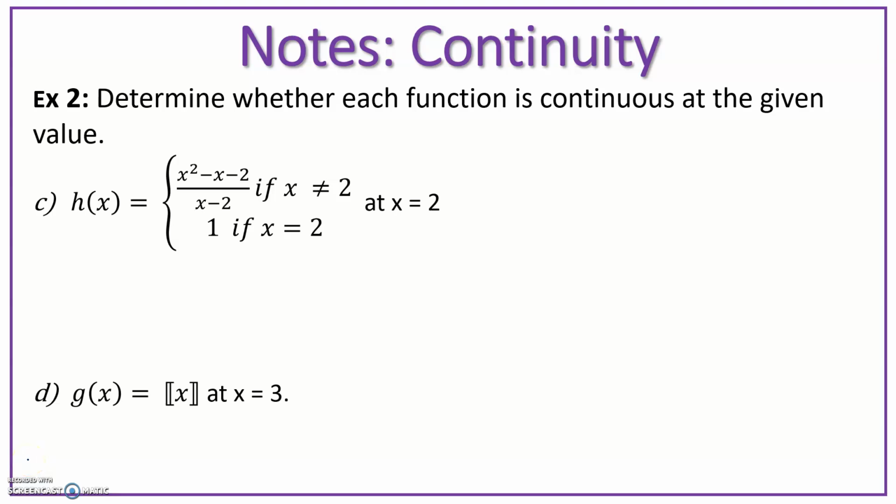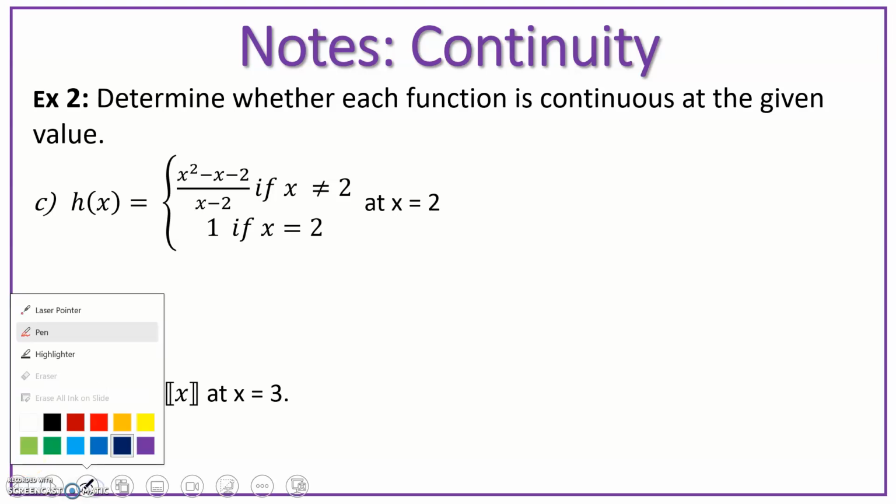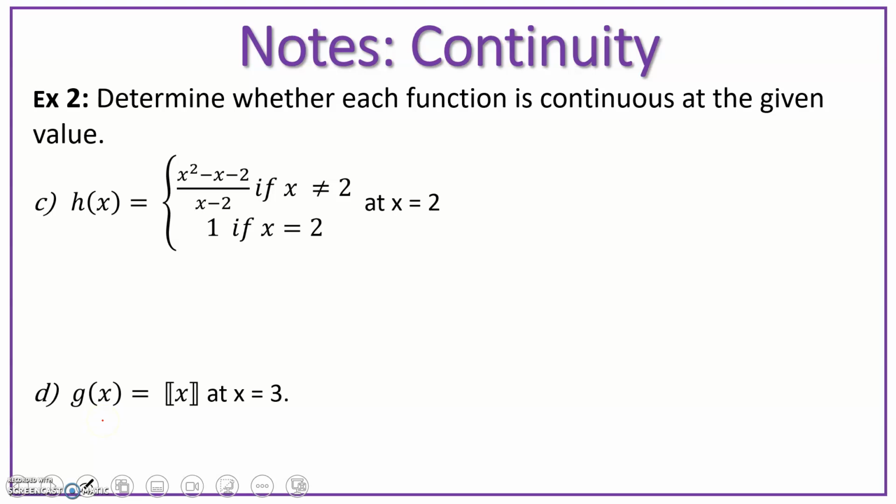All right, let's continue with continuity. Example 2. Determine whether the function is continuous at the given value. So we'll start with our first condition. Is it defined? So h of 2. Yes, it is. It's defined as 1. Now let's check the limit.